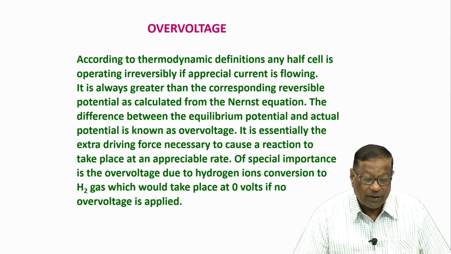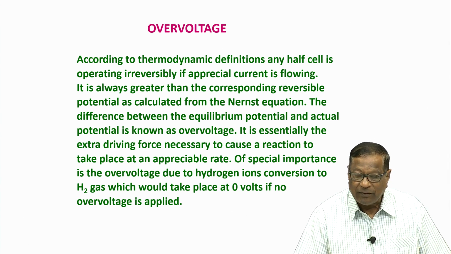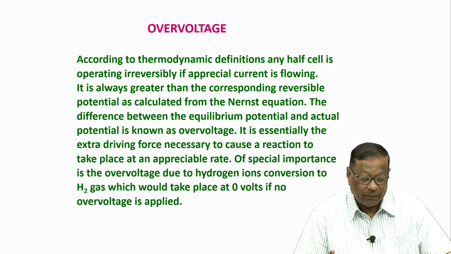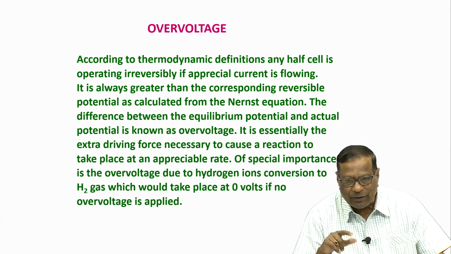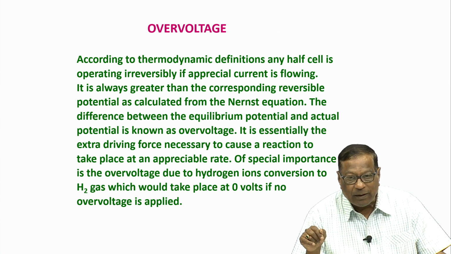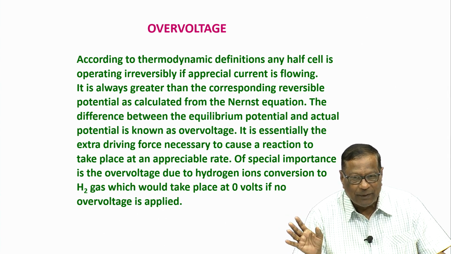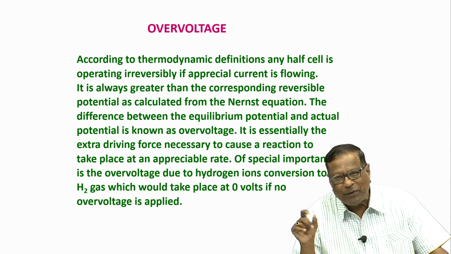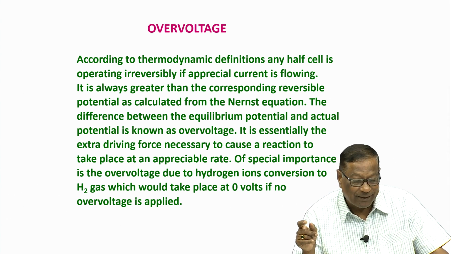Of special importance is the over voltage due to hydrogen ions converting to hydrogen gas, which would take place at 0 volts if no over voltage is applied. Okay. That means conversion of hydrogen ions to hydrogen gas should take place at 0 volt when there is no over voltage. But if you have to apply over voltage, that means the electrode is polarized. So, you have to apply that much extra voltage to get the hydrogen gas.